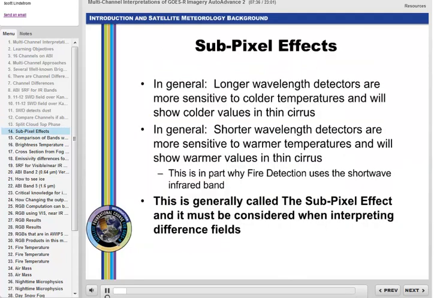There are also subpixel effects that must be considered in any brightness temperature difference field. There isn't really a subpixel effect in clear fields of view or in completely cloudy fields of view, but there is a big impact on partially clear fields of view. When a cloud does not completely fill a pixel, parts of the pixel will be filled with colder regions and parts will be filled with warmer regions. Shorter wavelength detectors are more sensitive to the warm regions, and longer wavelength detectors are more sensitive to the colder regions. And this subpixel effect leads to differences in computed brightness temperatures in the ABI bands that are independent of gas absorption.